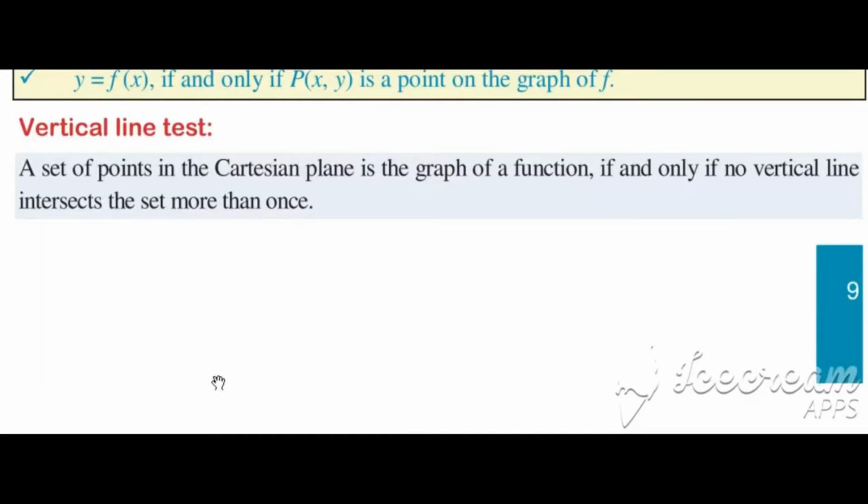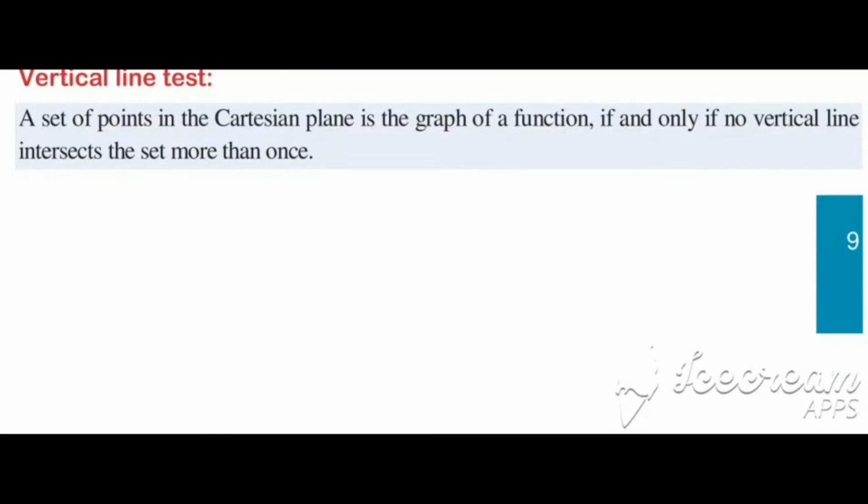Let us see how we can identify the function f of x geometrically. When we say geometrically, that means graphically. A set of points in the Cartesian plane is the graph of a function if and only if no vertical line intersects the set more than once. The set of points means a curve or line. When a vertical line test crosses the given graph more than once, that graph is not the graph of a function.